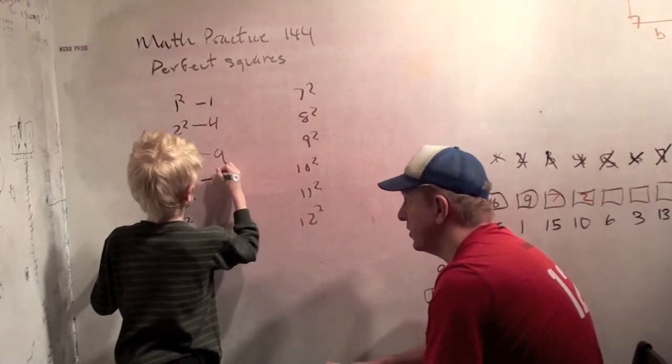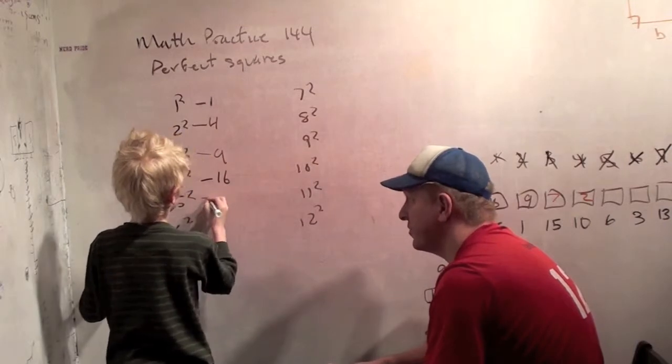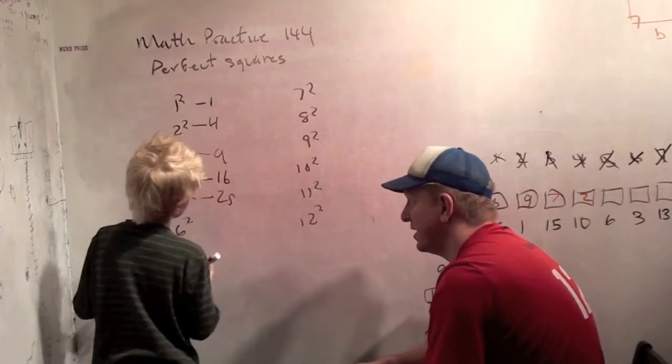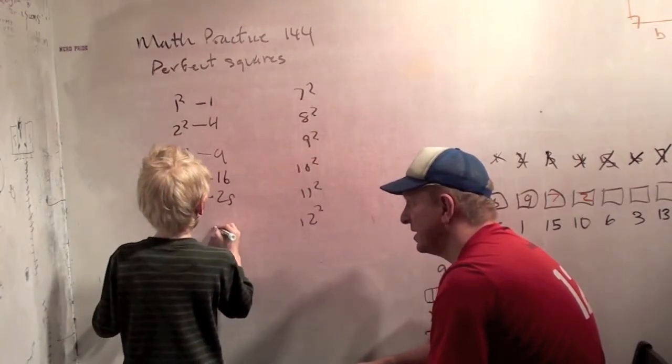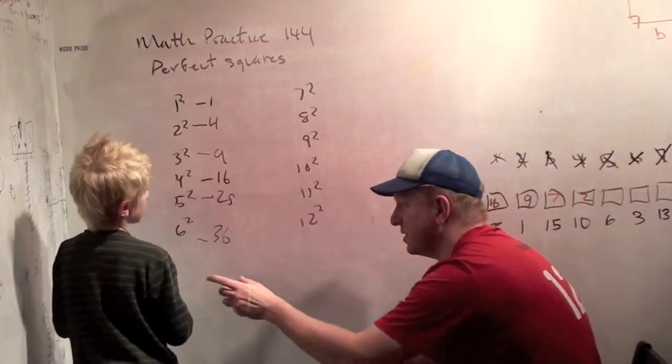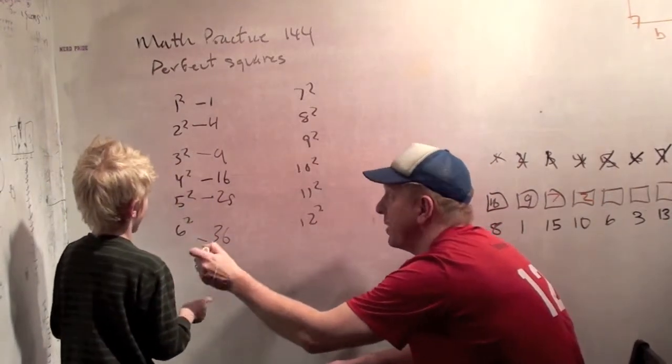4 squared, which is 4 times 4, is 16. 5 squared, which is 5 times 5, is 25. 6 squared, which is 6 times 6, is 36. Okay, now let's see about our little pattern from yesterday.